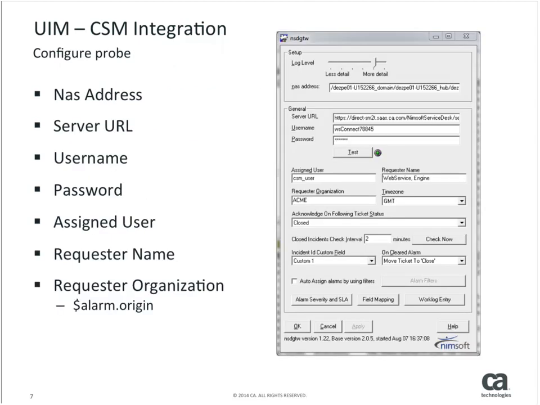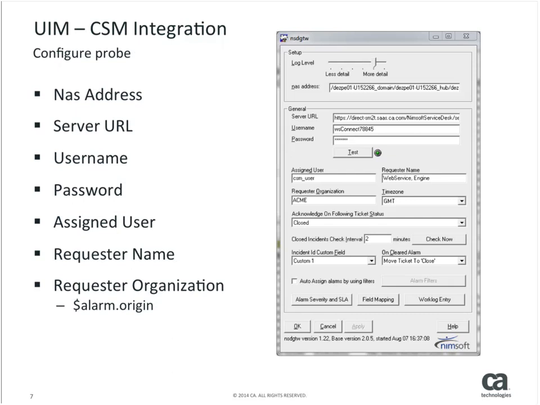So, configuration of the probe. We have to set up the NAS address so that the NSD gateway knows where to find the Nimsoft alarm server on the Nimbus. Then we have to supply the server URL and how to connect to the CSM instance. We have to supply the username and the password. As you can see, there is a test button to test the credentials and, of course, the URL. Be aware that the URL might differ from environment to environment.